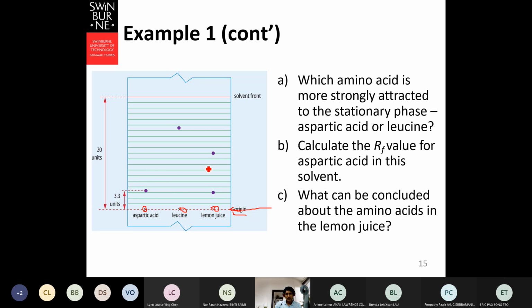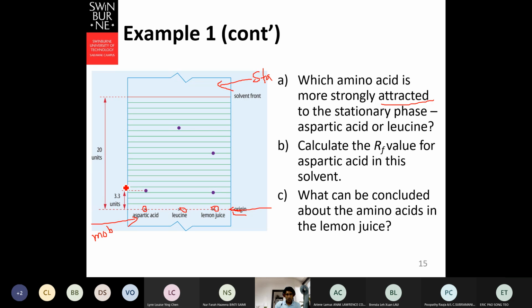So it asks which amino acid is more strongly attracted, another way, adsorbed, another way, bonded to the stationary phase. Which one is the stationary phase here? The paper, right? This paper is the stationary phase. And the water, or the liquid, is the mobile phase.